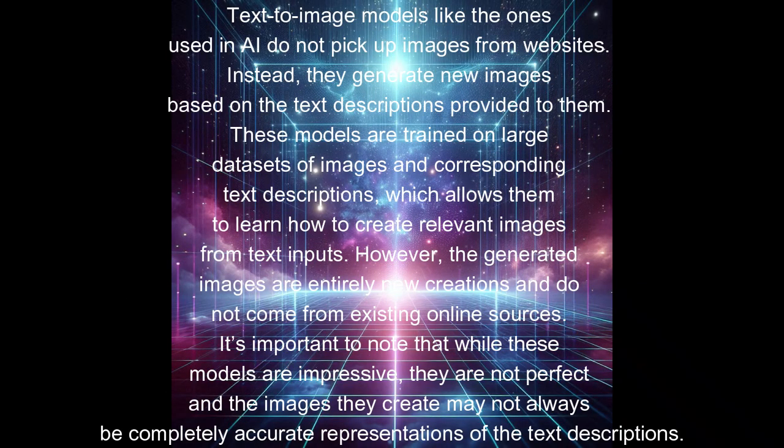Text-to-image models, like the ones used in AI, do not pick up images from websites. Instead, they generate new images based on the text descriptions provided to them. These models are trained on large data sets of images and corresponding text descriptions, which allows them to learn how to create relevant images from text inputs. However, the generated images are entirely new creations and do not come from existing online sources.